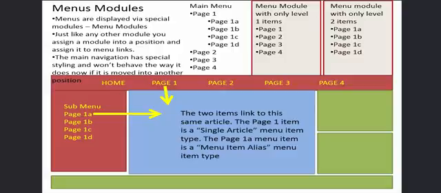The two items link to the same article. Page 1 is a single article menu item. Page 1a is a menu item alias menu item type. The reason we used menu item alias for item 1a was because you don't want to have duplicate pages on your site. Whenever you have a menu item that links to an article, and you want to link another menu item to that article, you should consider using the menu item alias first.